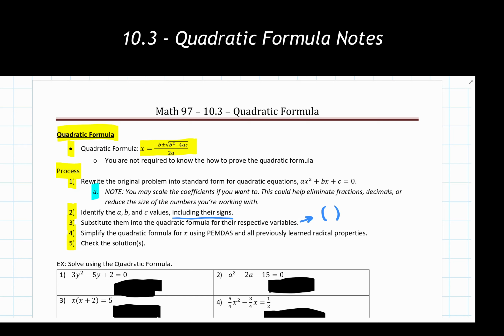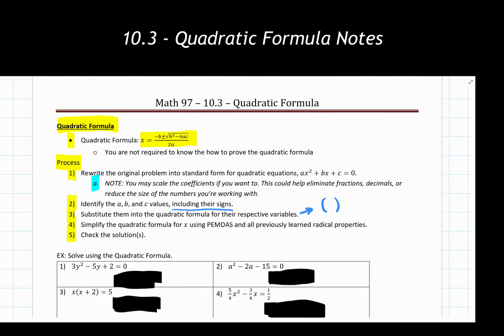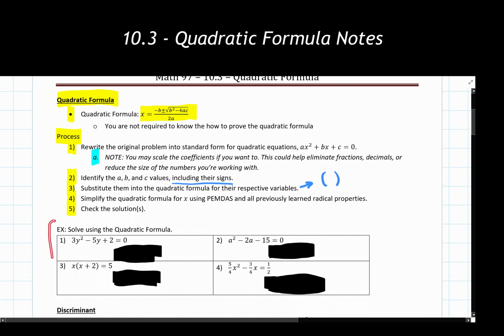Step 4 then says to simplify the quadratic formula for x using PEMDAS and all previously learned radical properties. So once everything is plugged in, I'm going to simplify everything down. And again, simplification requires the order of operations in PEMDAS to get there. After that, we can check our answers if we'd like to plug those back into the original equation that we were given, or we can just say, here's our answer, and we're good to go from there. So with this, let's take a look at these 4 examples here and see how we apply this process.